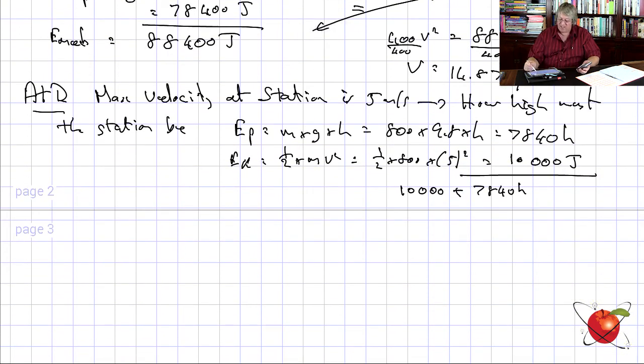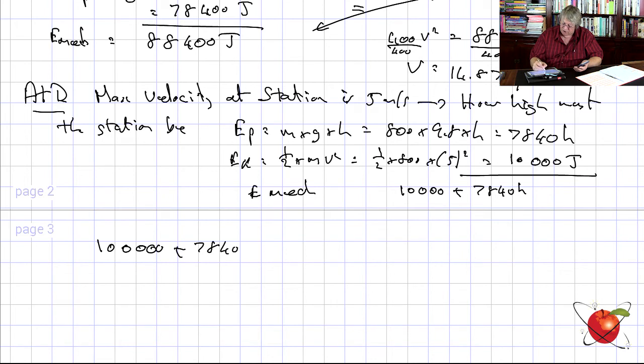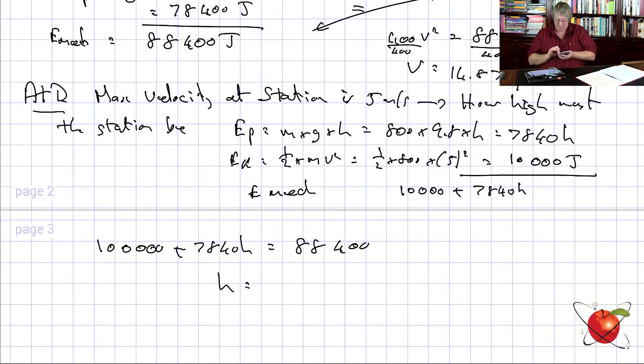Then we say that must be equal to, this is E mech. Therefore, we can put plus 7840H must be equal to 88,400 total energy, and work out H, okay? And H equals that, and divide by 7840 is equal to 10 meters. Which is what you'd expect.